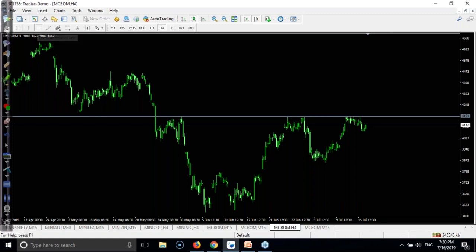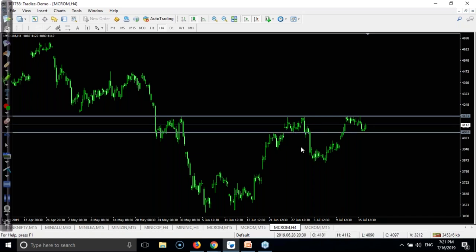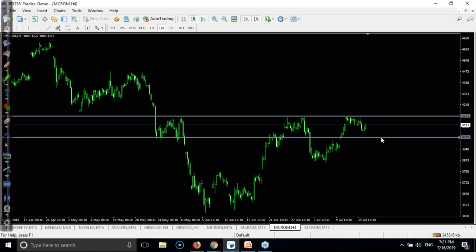Here you can see this is our resistance level and support level. Now the market is running in this range, right? Somewhere here 50% also will be like that. So this is our trading range in a small, in a 4 hour chart, right? So do you have any query?